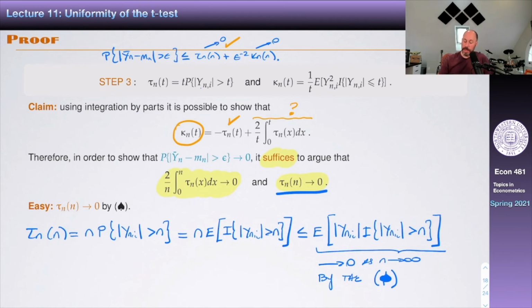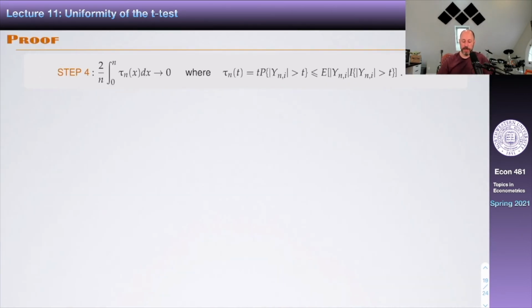And that is what we're going to do in step number 4. Step 4, this integral goes to 0, where tau is this object over here. All right? Let's do it. This is slightly trickier, but we're almost done. We're almost home. Okay? So, let me write 2 over n integral from 0 to n of tau n x dx.